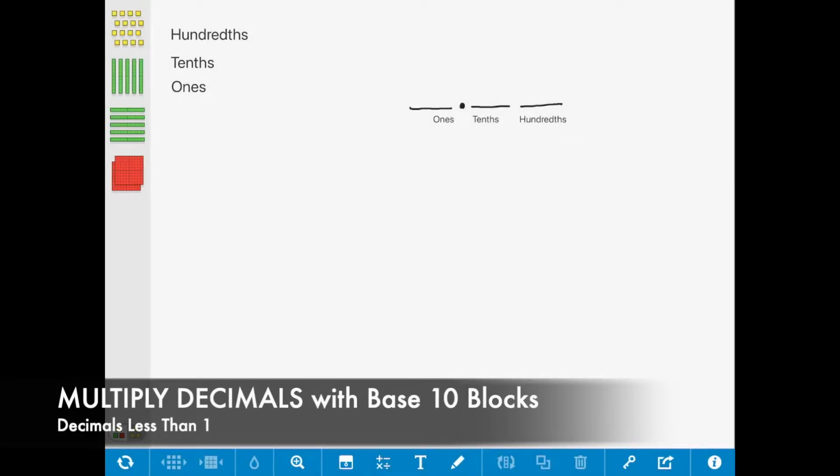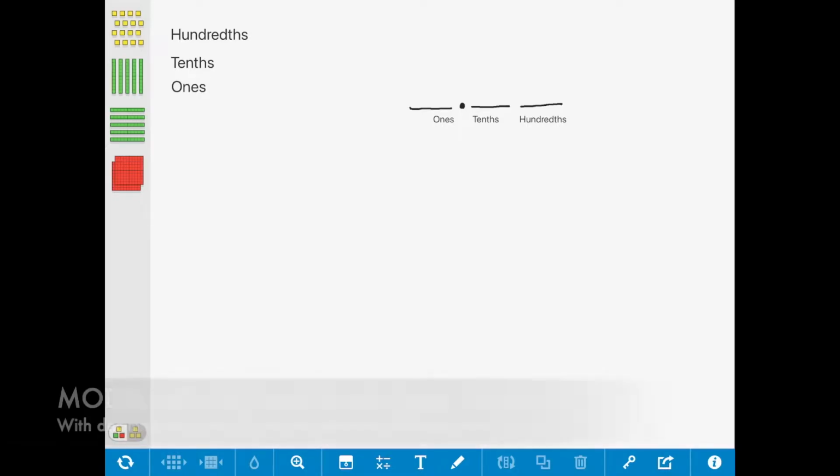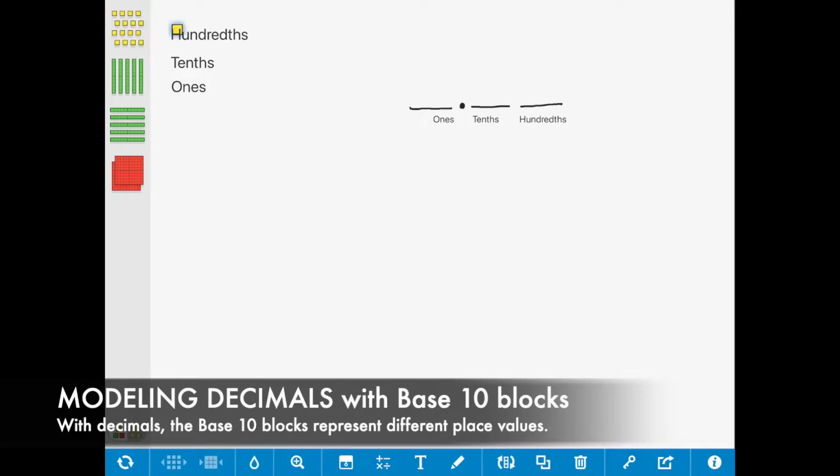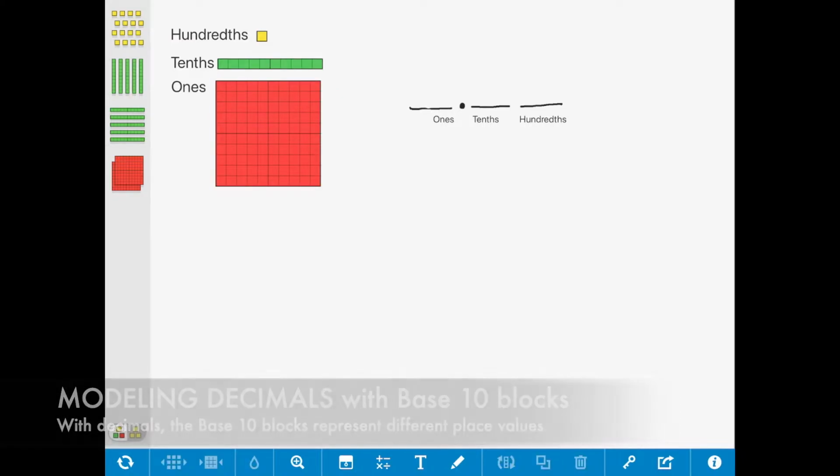Today I'm going to show you how to multiply decimals less than 1 with base 10 blocks. With decimals, the base 10 blocks represent different place values. The square represents hundredths, the rod represents tenths, and the flat represents ones. So let's model the decimal 11 tenths.